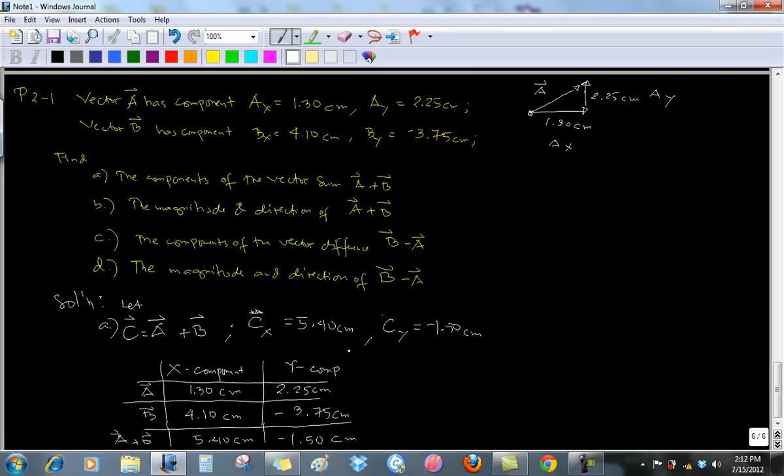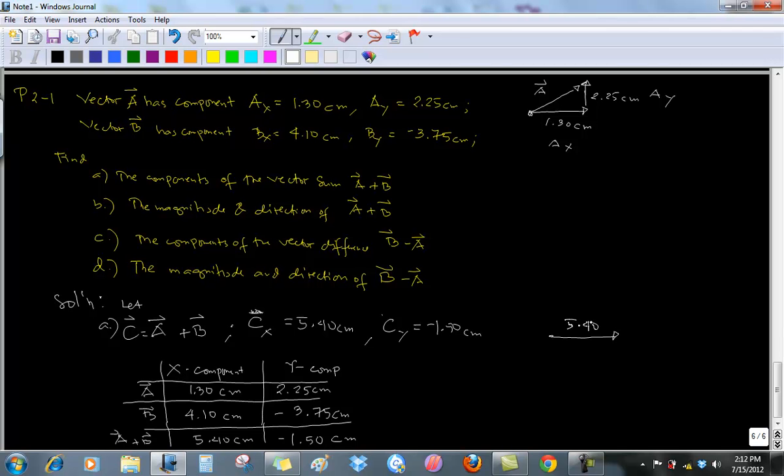In this case, a vector can usually be written into two components, x and y, if there are only two components. Let's draw what is Cx. So, what is Cx? It is 5.40 cm, so we draw that. It is in the x direction, to the right, 5.40.